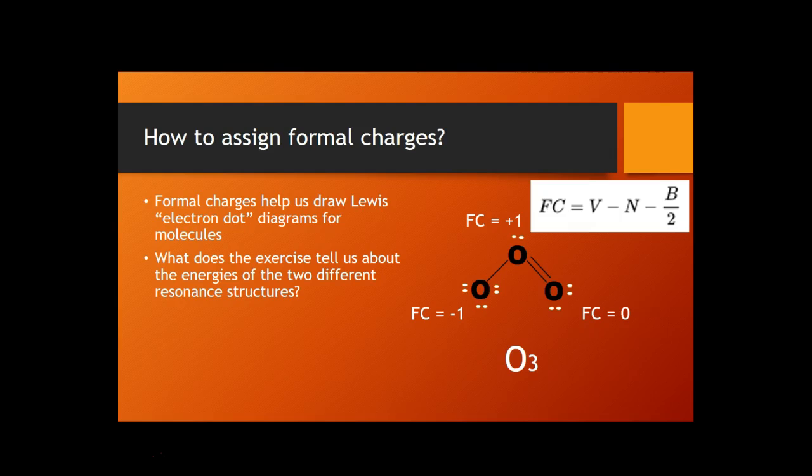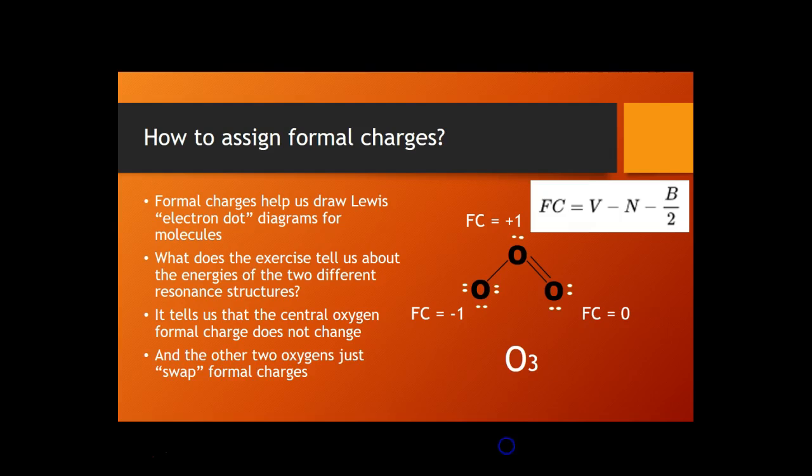What does the exercise tell us about the energies of the two different resonance structures? It tells us that the central oxygen formal charge doesn't change. It's always +1. The other two oxygens just swap formal charges. So the energies of both resonance structures are exactly the same, and neither one is going to be preferred.